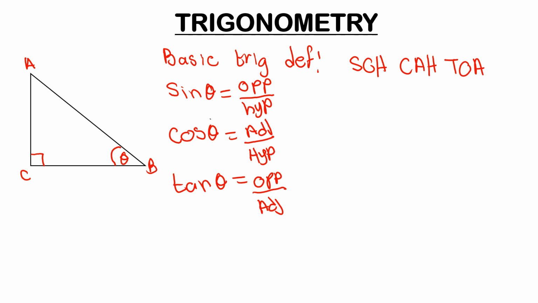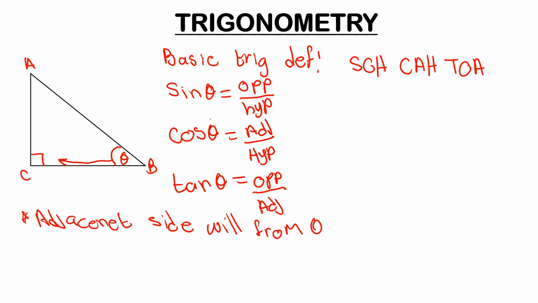First thing you need to know is that the adjacent side is always from the angle theta, or whatever angle you'll be looking for, to the 90 degrees. So we get our adjacent. Our adjacent side will be from theta to 90 degrees. So this will be our adjacent side, from theta to 90 degrees.